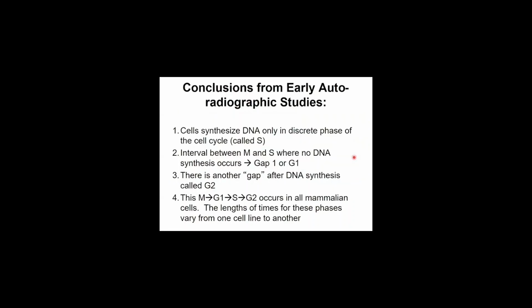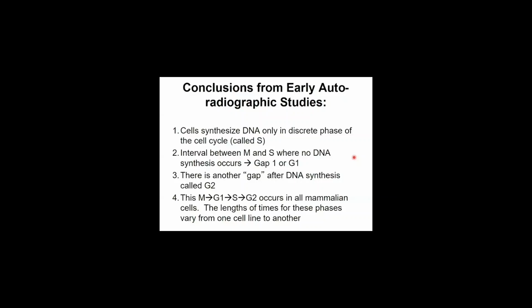What did they learn from all these studies that they did? These are all going to be obvious to us today, but at the time they were surprising. Number one, cells synthesize DNA only in a discrete phase of the cell cycle that they called S phase. Number two, that the interval between M and S was a time when no DNA synthesis occurred at all. They called this gap 1, or G1 for short. There was a second gap after DNA synthesis that they called G2.